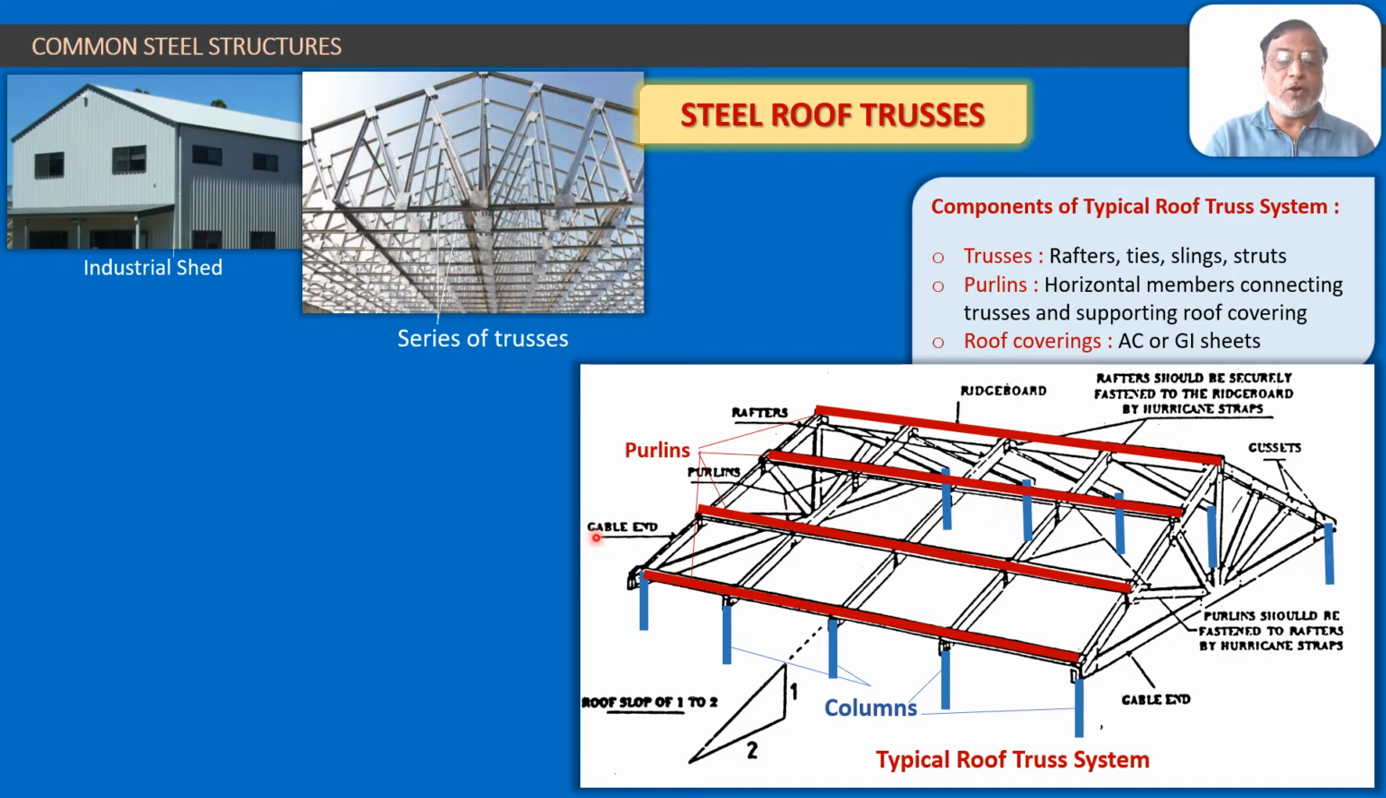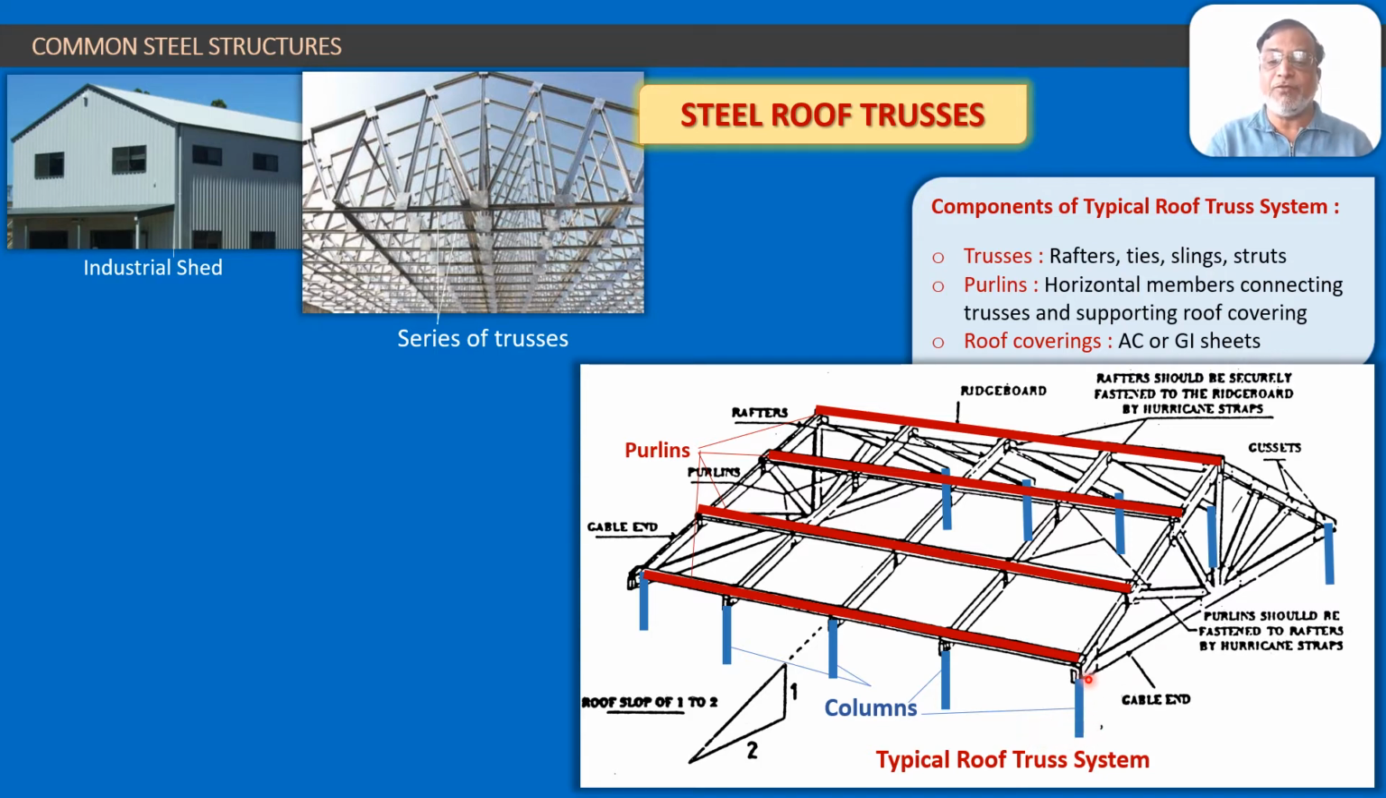So these are called the gable ends of the roof truss system. First and last truss, they come at the end. Now you can see these blue columns. All these are columns. So all these roof trusses are supported on columns.